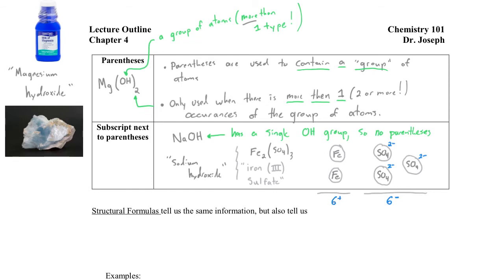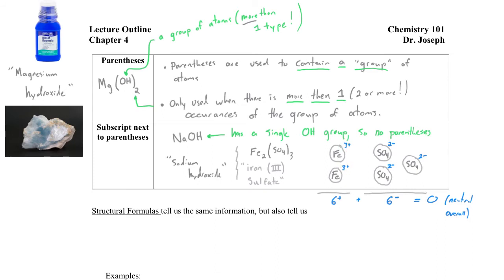And how do we get 6 positive charges? Well, we have 2 iron atoms to do that. So if each one contributes a 3 positive charge, we would balance out the 6 negative charge with 6 positive charges. And this is why iron 3 sulfate is called iron 3 sulfate, because each iron has a 3 positive charge.